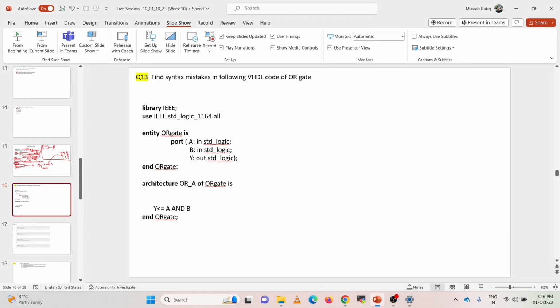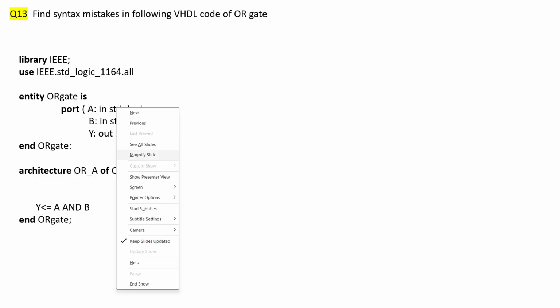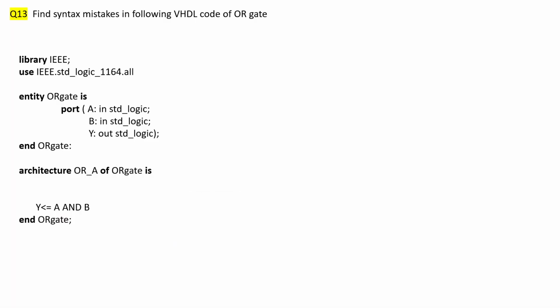So let me just show the solution. First of all, let's see whether statement line number one is correct. Library IEEE followed by the semicolon is correct. Then we are using the package IEEE.std_logic_1164.all, but this needs to be terminated by a semicolon, right? Then I have entity or_gate is, that's correct. Then port, a: in std_logic, b: in std_logic, y: out std_logic, that's correct.